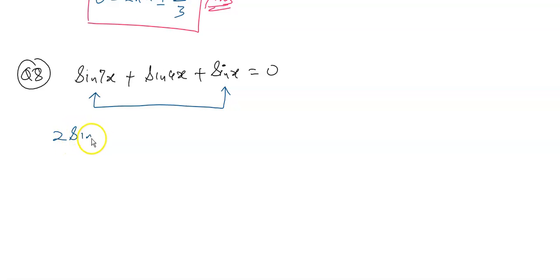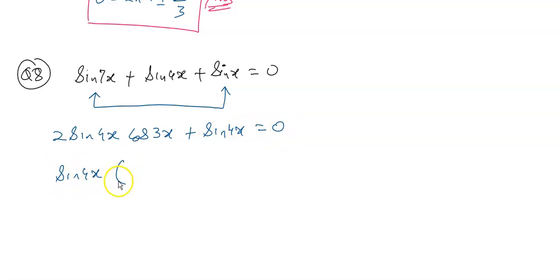So this should be 2 sin of (c plus d) by 2, which is 8x by 2, which is 4x, into cos of (c minus d) by 2, which is 7x minus x, 6x by 2, which is 3x, plus sin 4x. This is equal to 0. So from here, first of all I took sin 4x common. Then this is sin 4x times 2 cos 3x plus 1 equals 0.